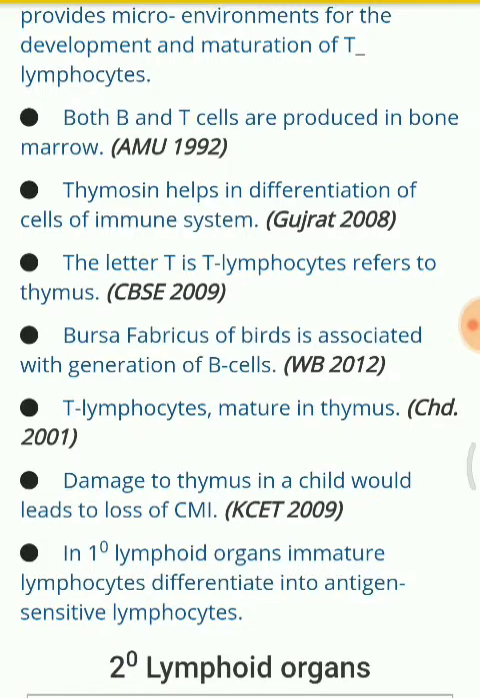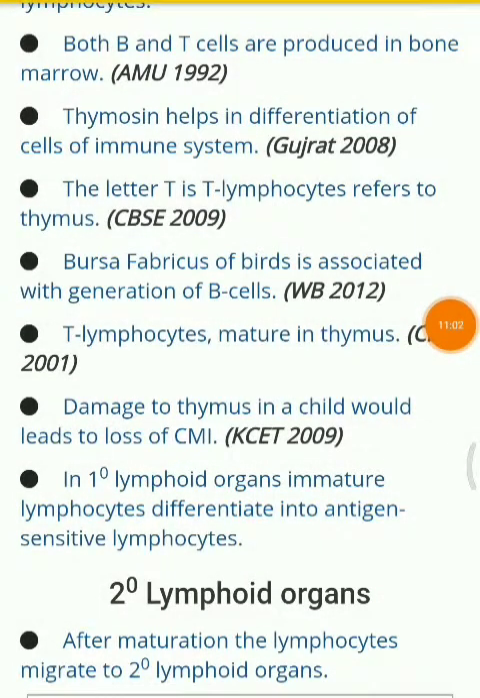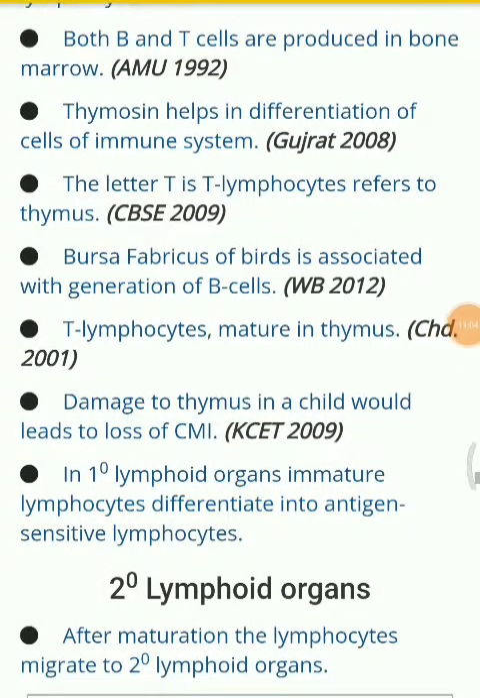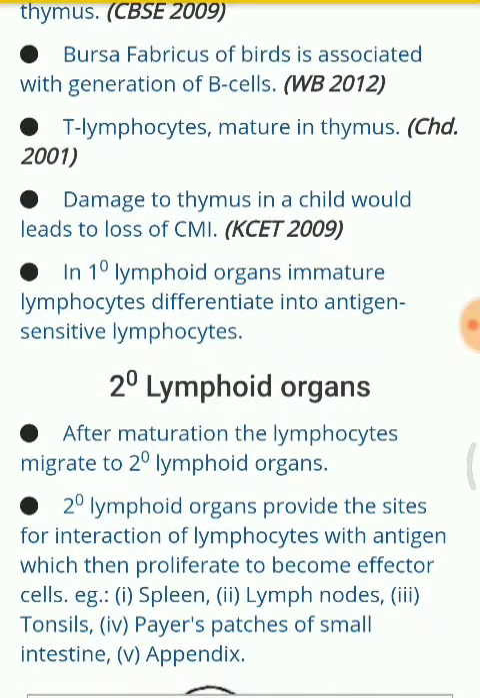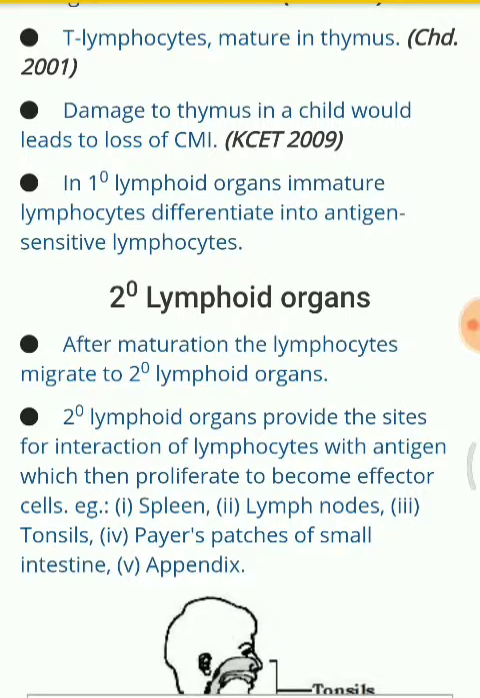Bursa of Fabricius of birds is associated with generation of B cells. T lymphocytes mature in thymus. Damage to thymus in a child would lead to loss of CMI. In primary lymphoid organs, immature lymphocytes differentiate into antigen-sensitive lymphocytes.